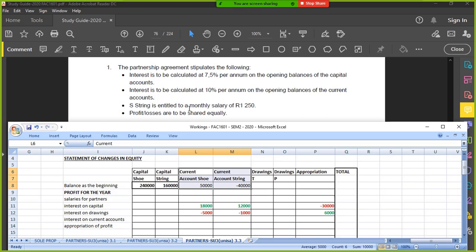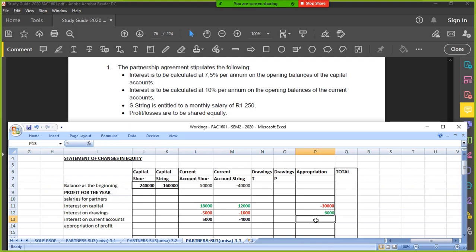Okay, so they're just carrying out what they've agreed. Shoe's interest would be 50,000 times 10%. Positive or negative? Positive. Good. That'll increase shoe's entitlement. And then string's would be negative. Yes, 10.